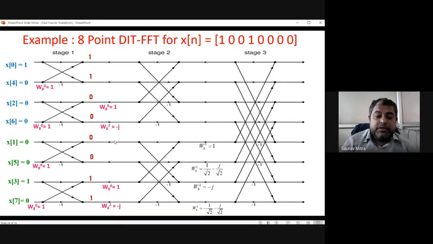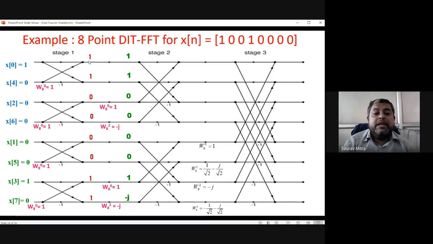So if you just multiply this, you'll find that 1 1 0 0 0 0 stay the same. Here the 0 is getting multiplied with minus j, hence there is no change compared to the output of stage 1. So if this was 0, this is also 0, and the big change comes in line 8. This was 1 and multiplied with minus j, so this becomes minus j.